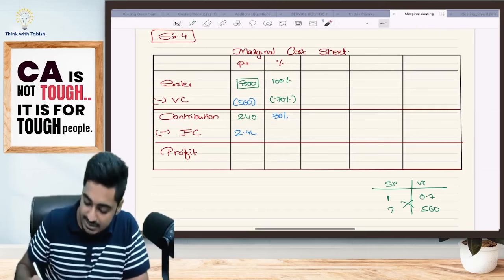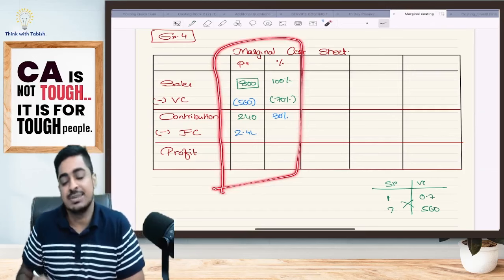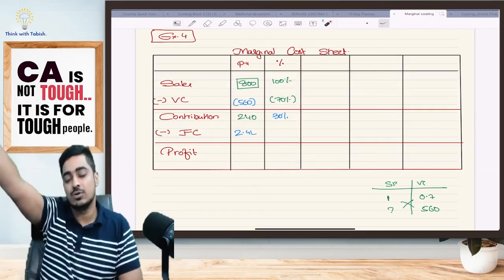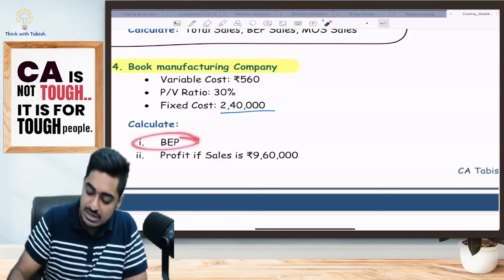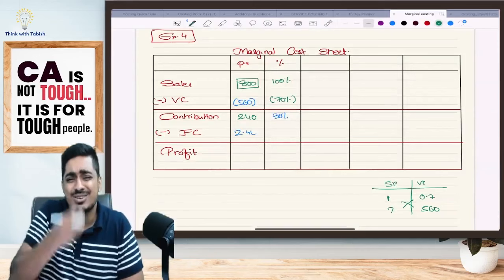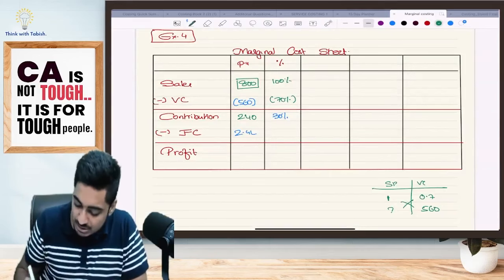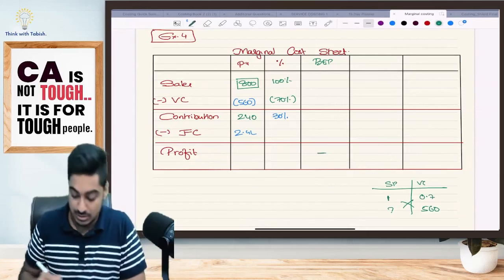Now again tell me, whether these two columns are ready for me. Yes, sir, everything is ready. That means can I calculate anything that I want to? Sir, that means pay attention now. First BEP they are asking. Simple. Yes or no? What is marginal costing? Simple. Yes or no? BEP, what is BEP, students? BEP means no profit, no loss.